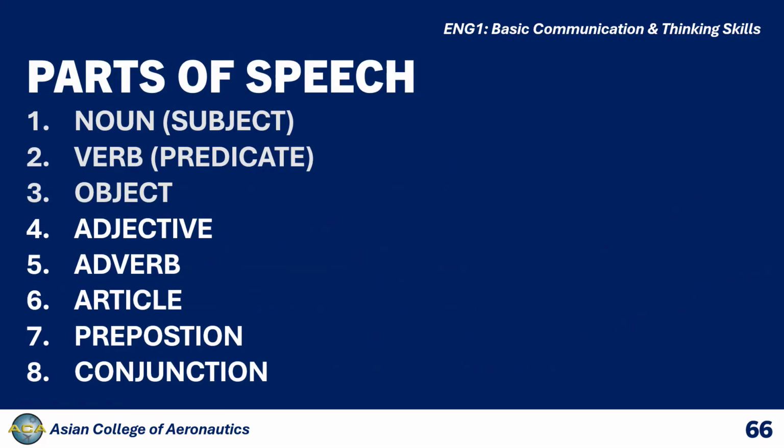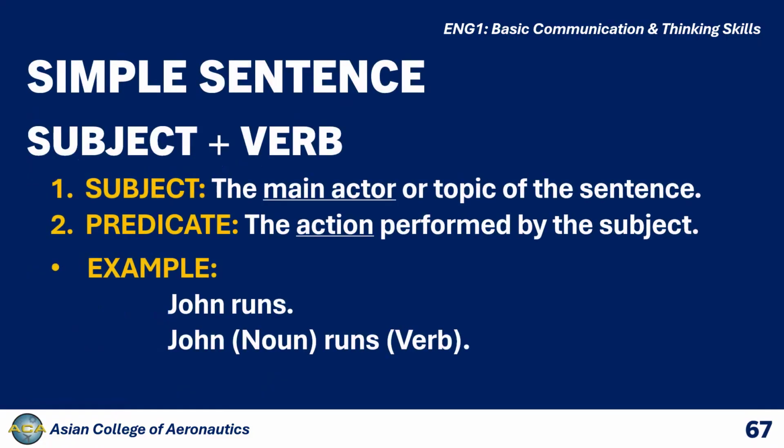Now, for us to have a deeper understanding of what a simple sentence is, let's go back and recapitulate the different parts of speech. We have eight: the noun or the subject, verb, predicate, object, adjective, adverb, article, preposition, and conjunction. Let's start first with the first two, which is the basic formula: subject plus predicate, or noun plus verb. Let's start with the subject and predicate.